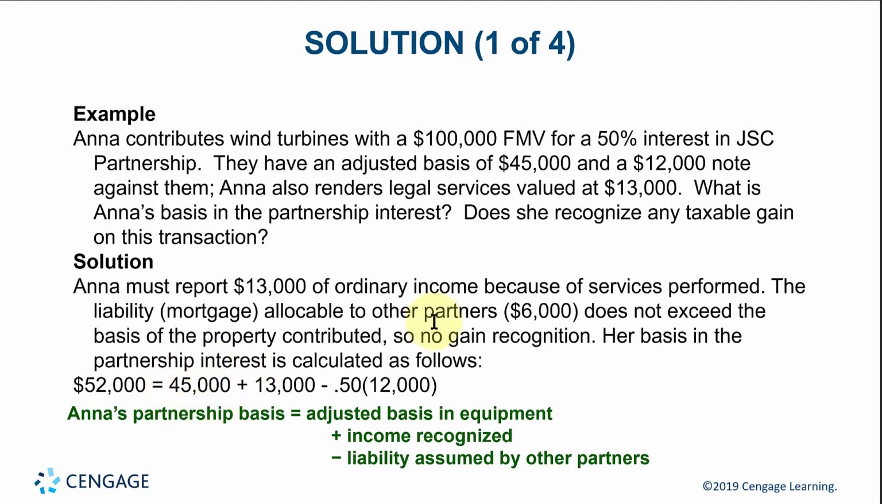But she also gave up the $12,000 debt. Not the whole thing, because she's still a 50% owner of this partnership. She's still technically liable for half of this debt. She got relieved of half, or 6,000. So that's why you see 6,000 being subtracted from her basis here. So her basis in her partnership interest after making these contributions is 52,000. And again, she has to report as taxable income this 13,000 value she received for providing services to the partnership.